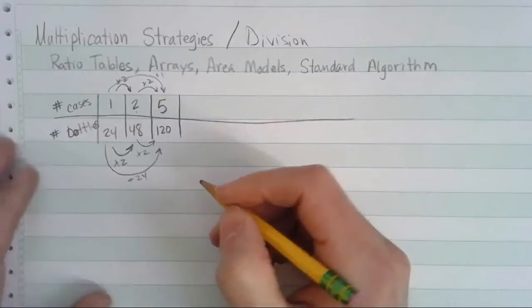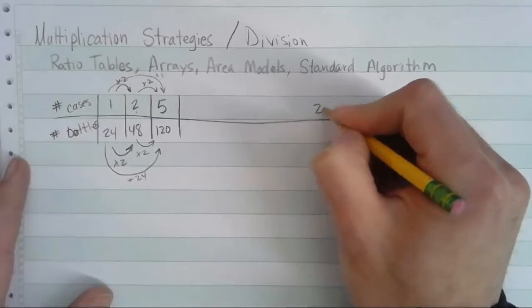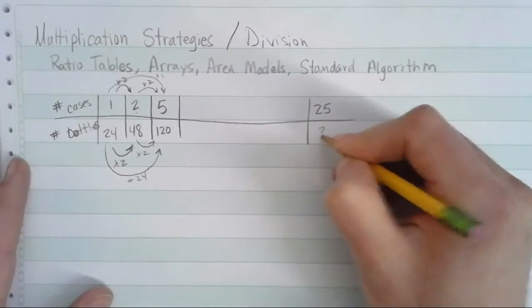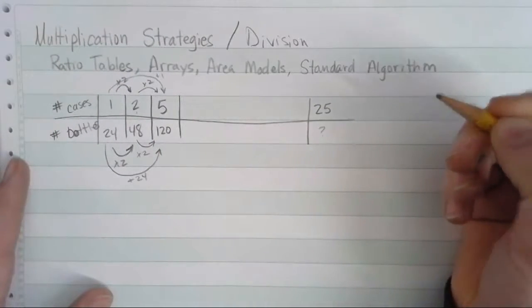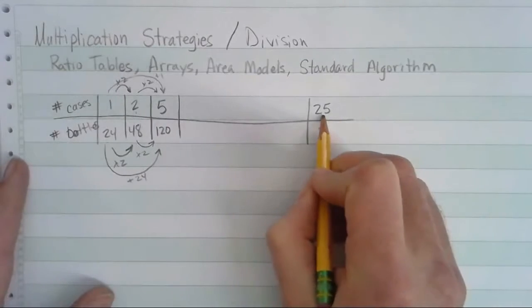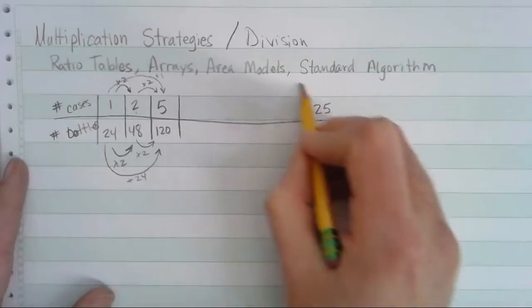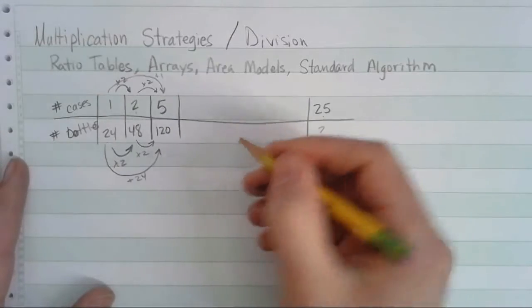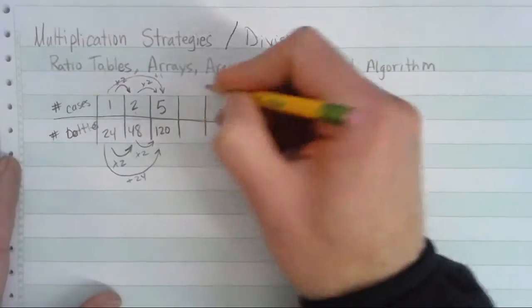So let's say we need to get all the way to 25 cases, and figure out how many bottles are in 25 cases. We know that 5 times 5 is 25, so we could just skip all of this and multiply both numbers times 5. But we want to take it in smaller increments just to make it a little bit easier.